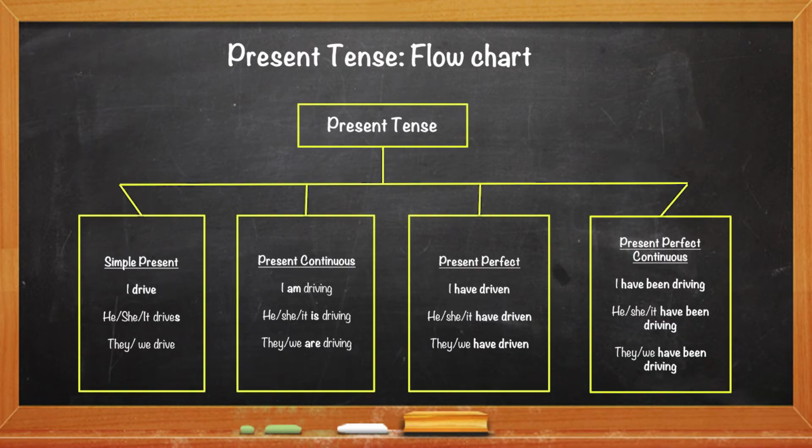Here is the flow chart. Perhaps it will help you to understand how tenses are done. So, present tense, the broader umbrella, under it you have simple present, you have present continuous, you have present perfect and you have present perfect continuous. Please look at the various examples.